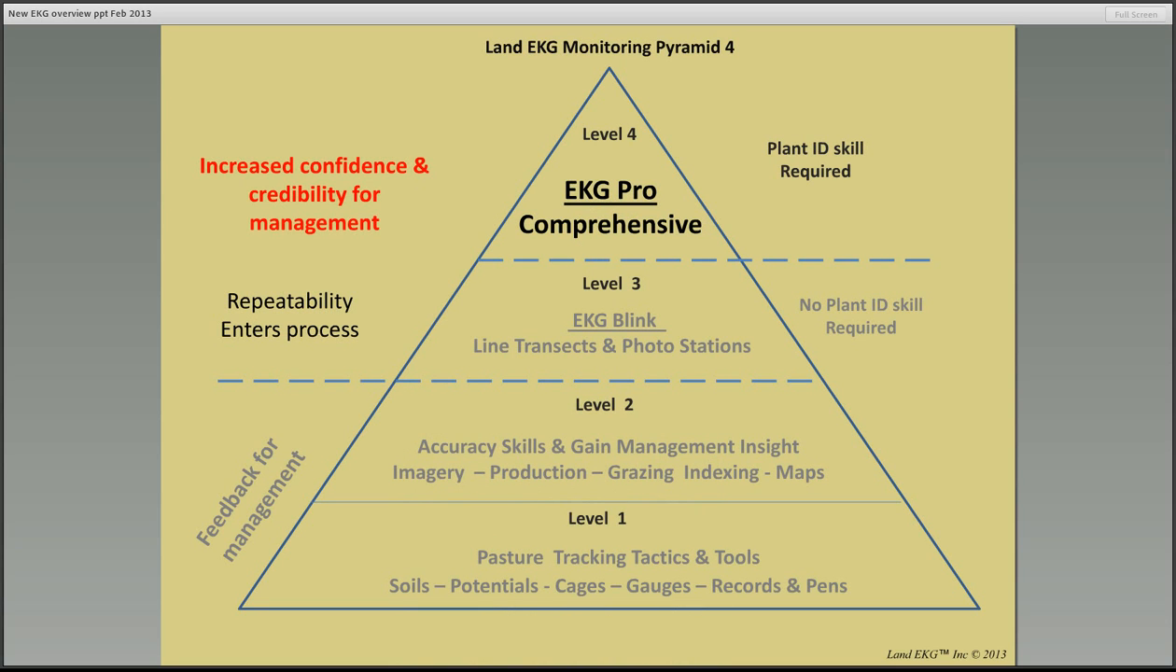And then we've got what we would call the EKG Pro, and this is a much more comprehensive look at what's taking place ecologically. It's kind of the make or break line. If people have plant identification skills, this thing works really well. If they don't, it can be more frustrating for them. We find that professionals like to use this Pro one, but most ranchers commonly are using the Blink level. And the Blink level still has been extremely effective in our experience thus far.